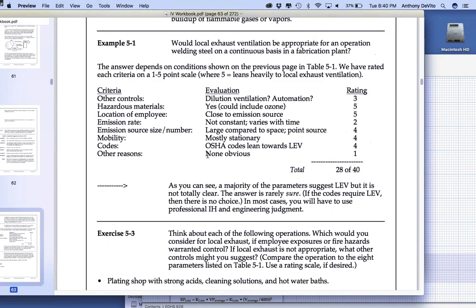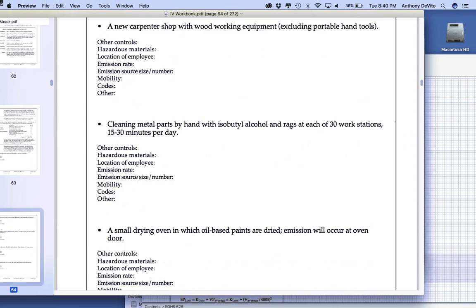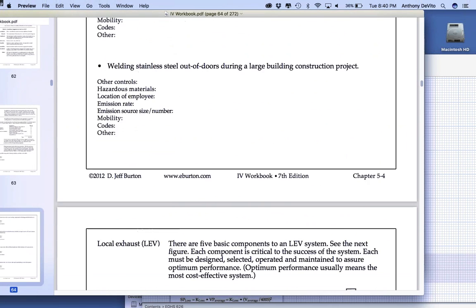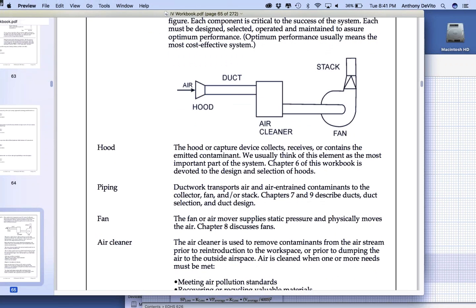This is where he's going through an evaluation of the various judgments you have to make as to what kind of hood you're going to have, whether a hood will do the job, where it's going to be located, what the hazards are, and so on. You can go through this in the book and figure that out. Here's a typical layout for a hood, duct system, an air cleaner, more duct going to the fan. Usually the air cleaner is before the fan, because a lot of times if it's abrasive or acidic, you want to protect the fan as well as whatever you're discharging it to. And then after the fan, you go out to a stack.